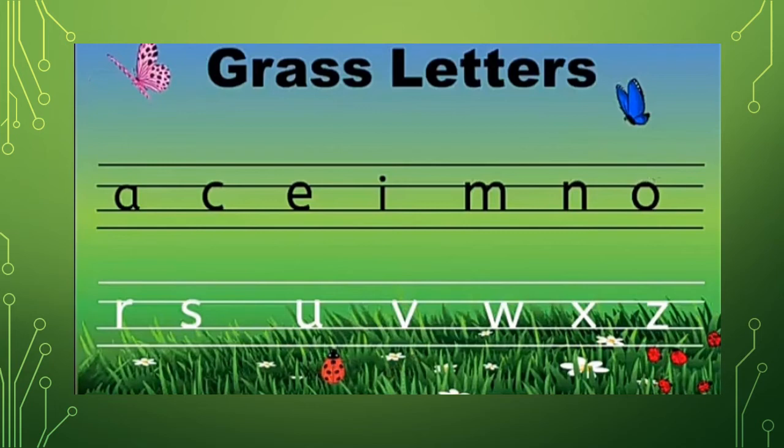So let's read out what the grass letters are. A, C, E, I, M, N, O, R, S, U, V, W, X and Z. Again I repeat that the grass letters we will write on the 2 middle lines, and the letters are A, C, E, I, M, N, O, R, S, U, V, W, X and Z.